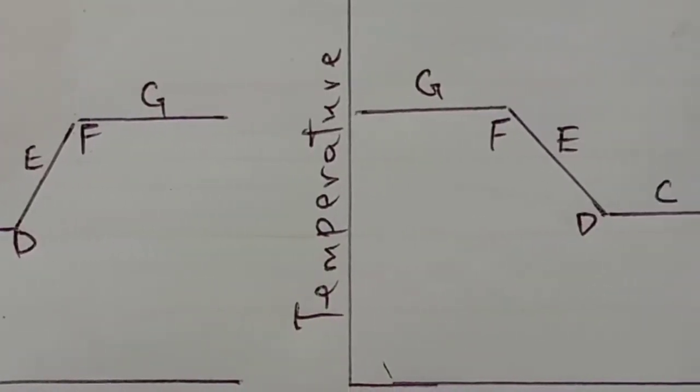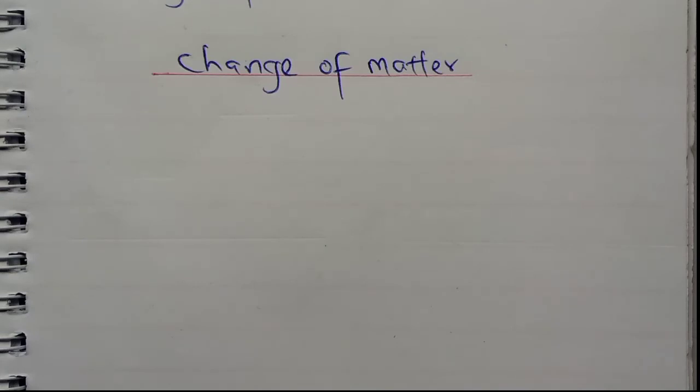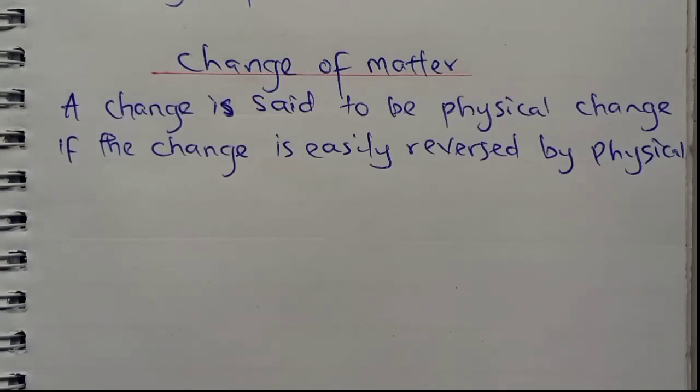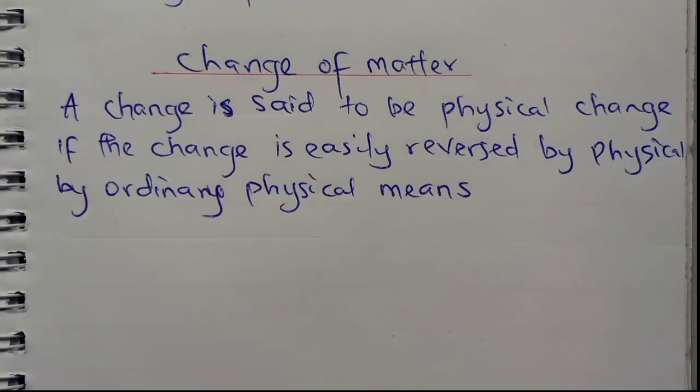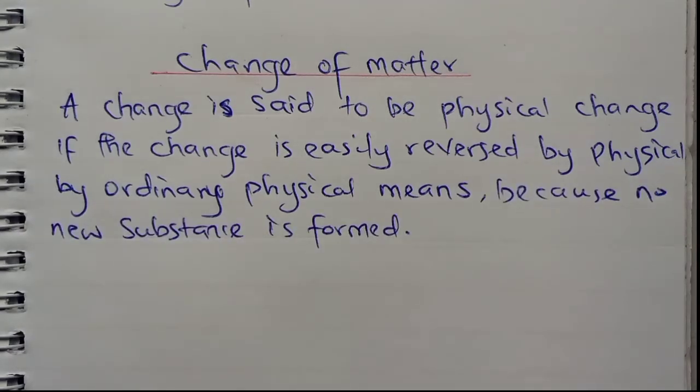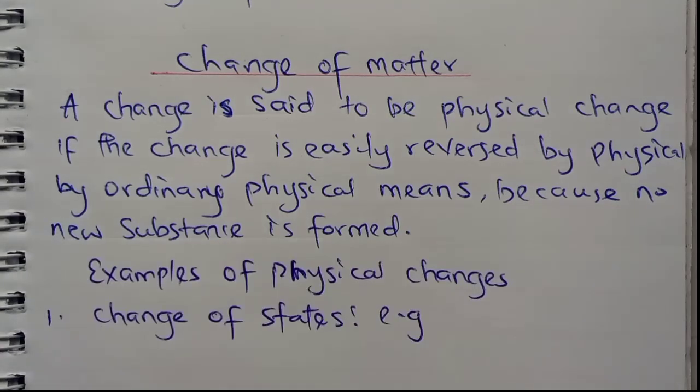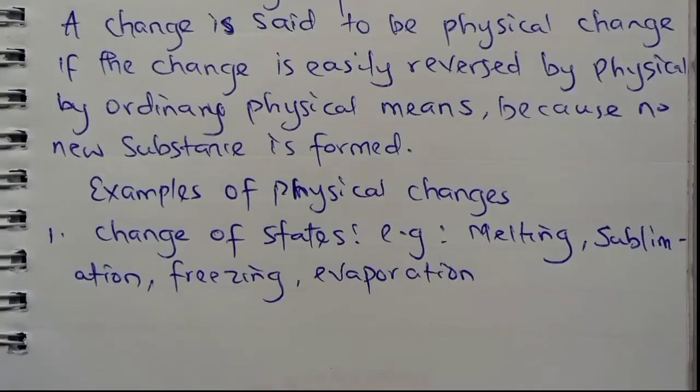This is change of matter. Two major changes which matter undergoes, and in chemistry we refer to them as physical and chemical change. A change is said to be physical change if the change is easily reversed by ordinary physical means, because no new substance is formed. We have examples of physical changes. Examples of physical changes include change of states, where we have something like melting, condensation, evaporation, sublimation, deposition, and freezing.